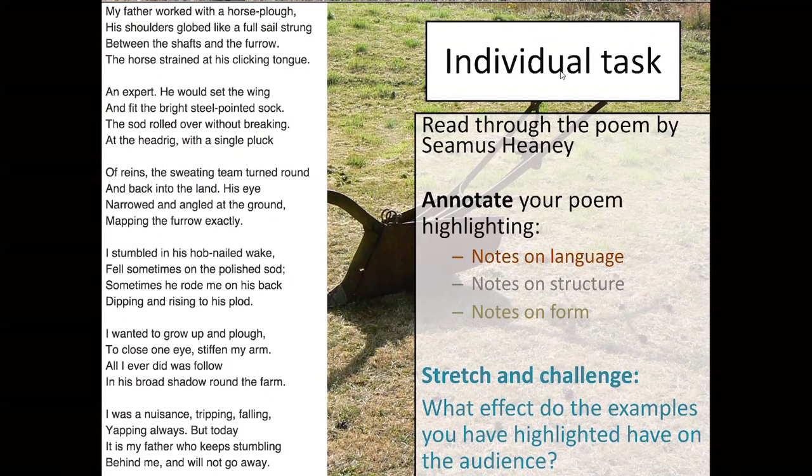I stumbled in his hob-nailed wake, fell sometimes on the polished sod. Sometimes he rode me on his back, dipping and rising to his plod. I wanted to grow up and plough, to close one eye, stiffen my arm. All I ever did was follow, in his broad shadow, round the farm. I was a nuisance, tripping, falling, yapping always. But today, it is my father who keeps stumbling behind me and will not go away.